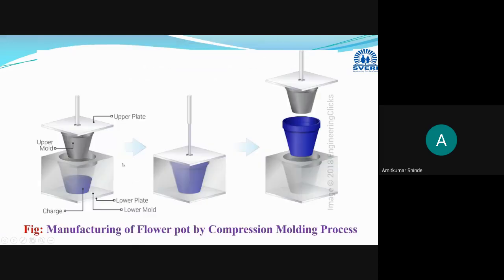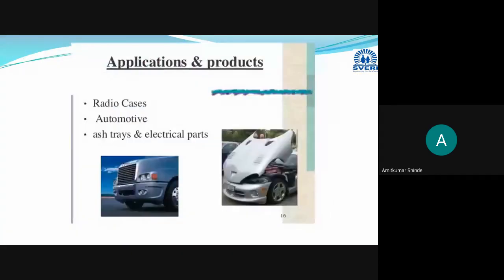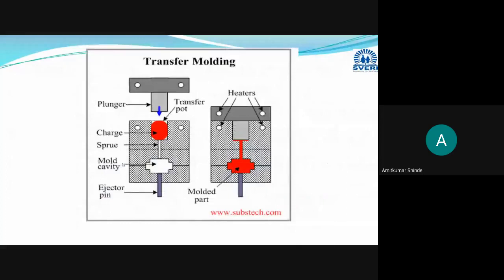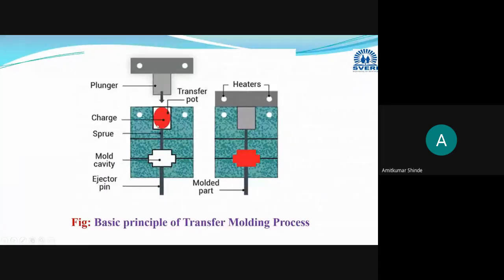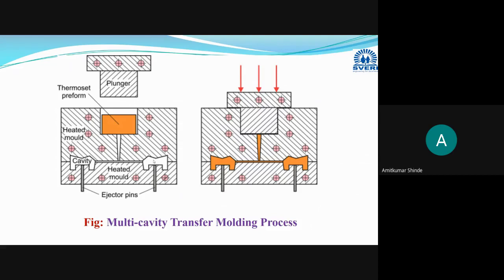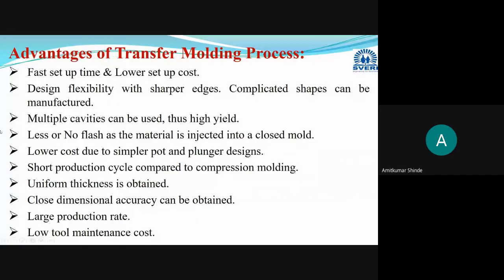But in this transfer molding, as we are performing the heating in a separate chamber and the mold cavity is separate, any kind of complex shape or intricate shape can easily be manufactured here. This is a very good advantage in case of the design. As far as the use of transfer molding is concerned, you can give various shapes.